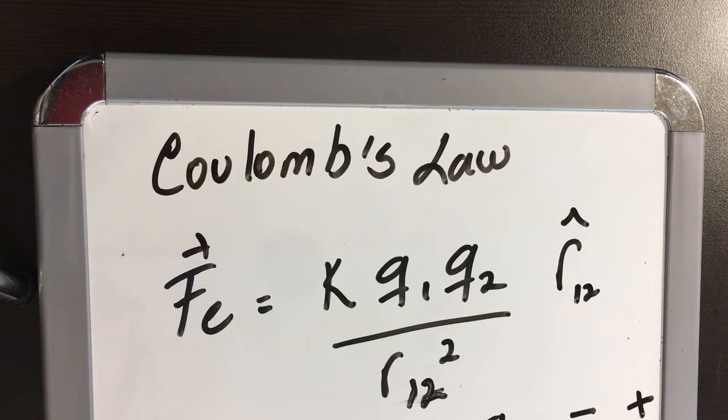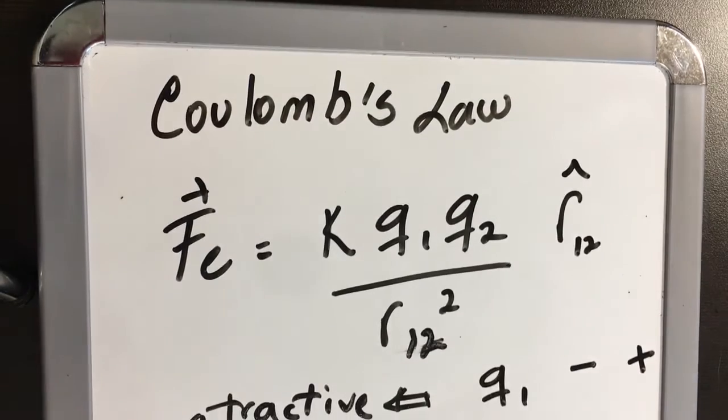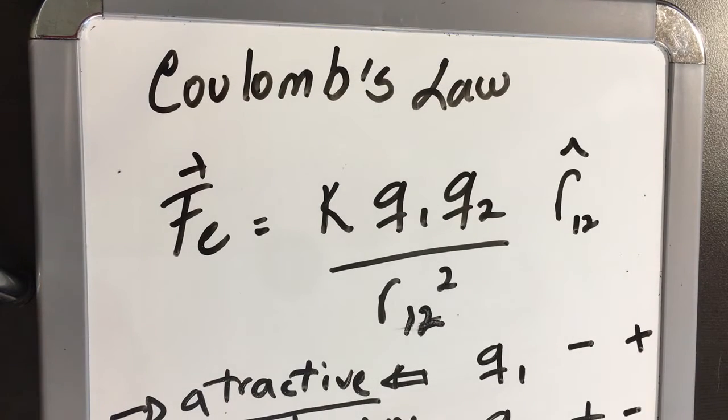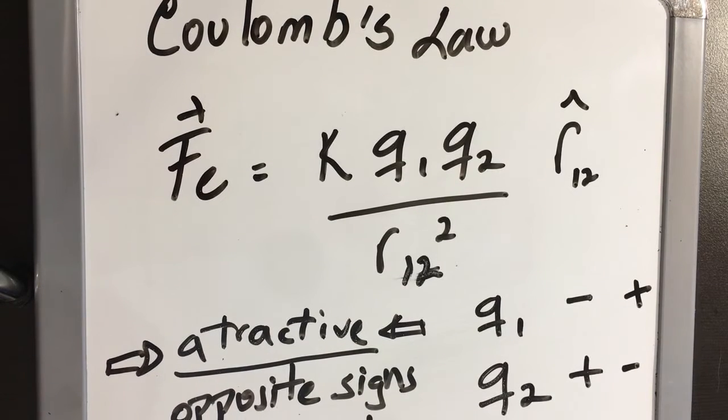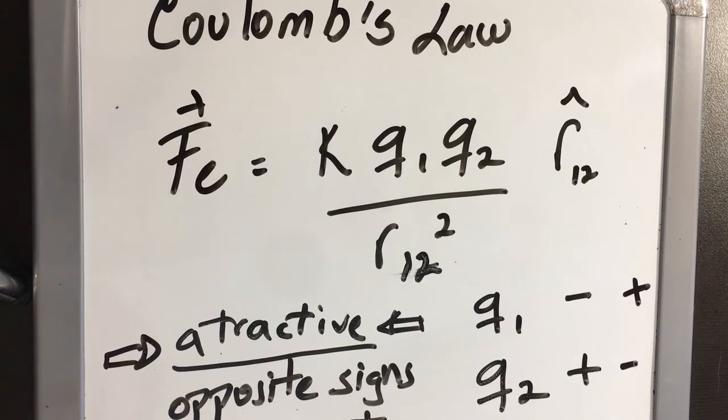So Coulomb's law allows us to calculate the magnitude and direction of a force due to electrostatic interaction. So electric force can be attractive or repulsive. Let's analyze the case in which electric force is attractive. Electric force is attractive when we have two charges of opposite signs.